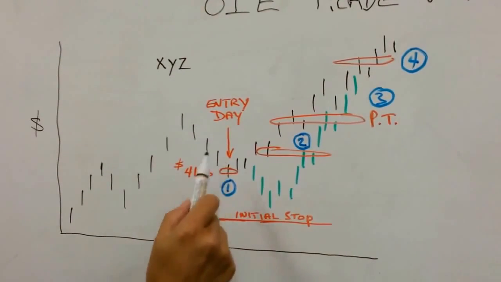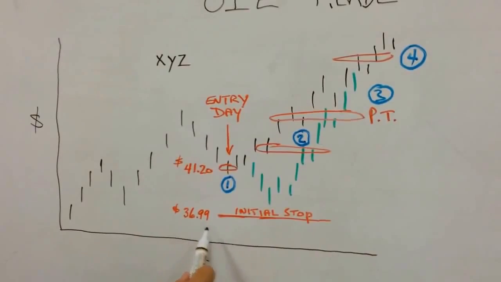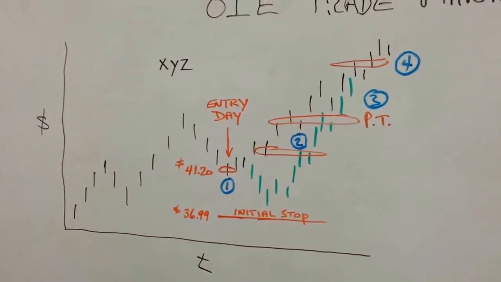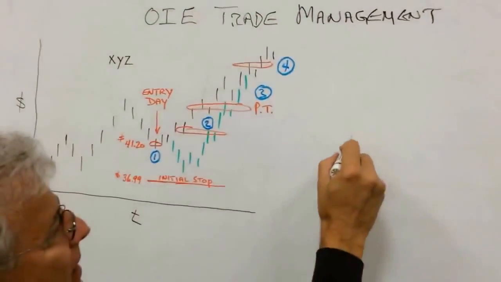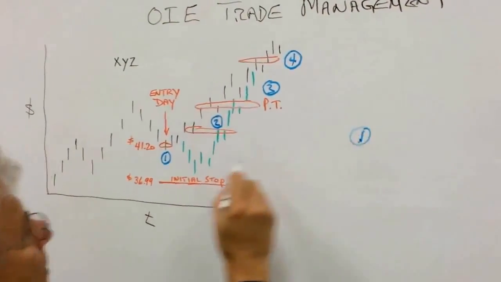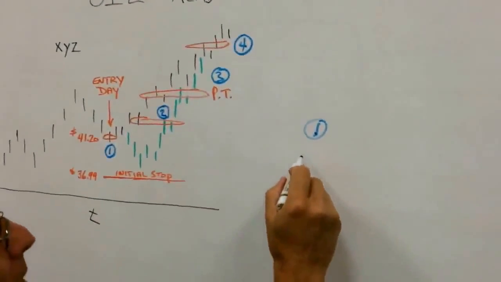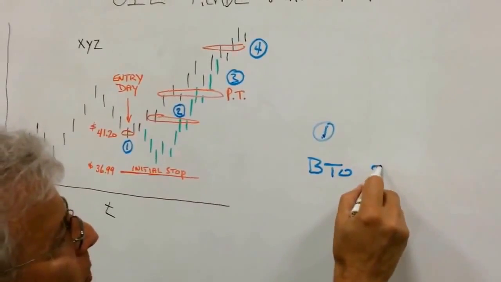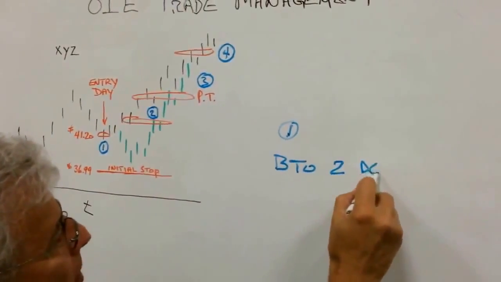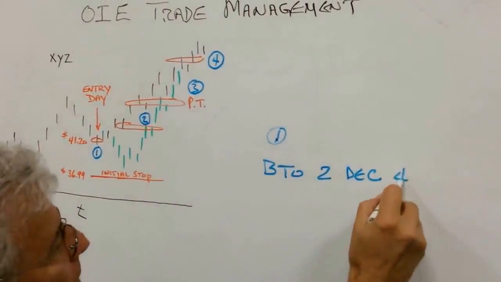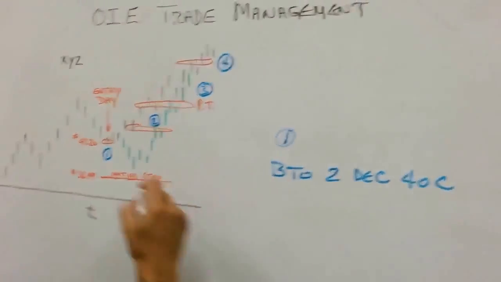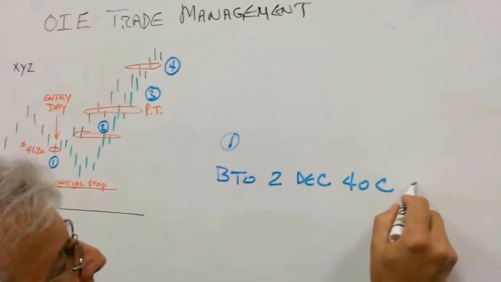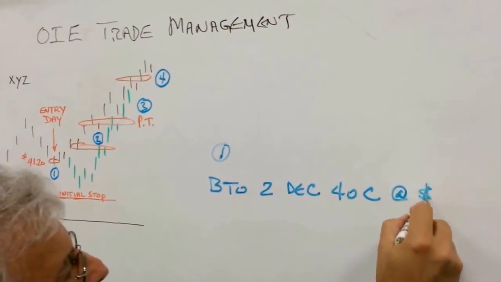Now we're going to go ahead and buy that, but then we're going to load in our initial stop, and we're going to load in a profit target. So let's do that first. At point 1, the entry day, we're going to buy to open 2 December 40 calls. We want to be in the money, so we want to be below the price of the stock, let's say at $2.